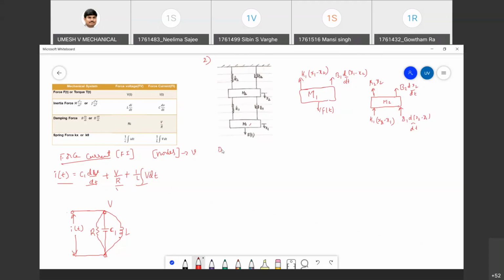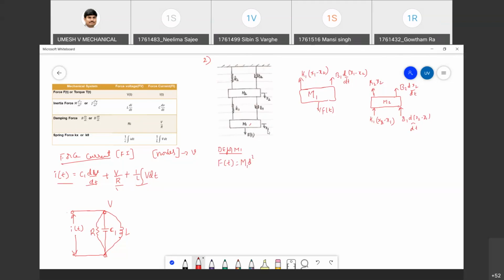Let us try the differential equation for mass m1. Look at the mass m1 free body diagram. What is the input force here? The input force is F of t equal to K1 times x1 minus x2, and don't forget m, the mass moment of inertia. What is the differential equation for mass? Look at the table. Inertial force is m d square x by dt square.